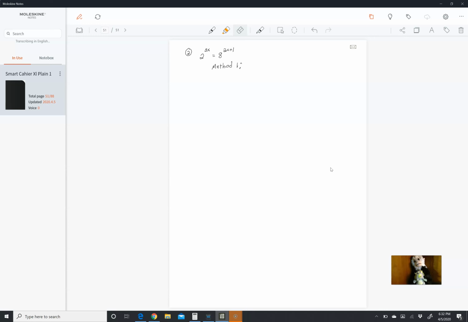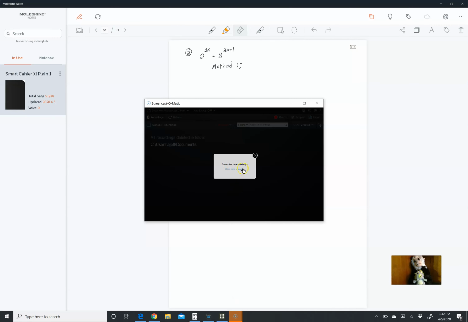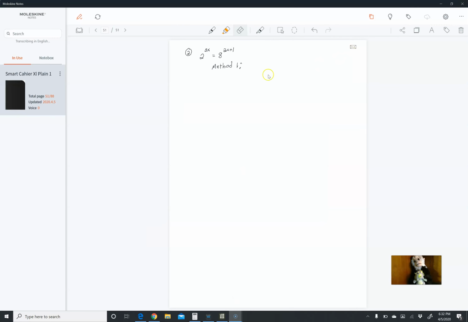Okay, so in method 1, what we want is we want the same base. So if we could get the same base on both sides, then we could set the exponents equal to each other. So what we're asking is, can we express 8 as a base of 2? And we can. 8 is 2 to the 3rd power. So we can express these as the same base. So that's really the question that we're asking.